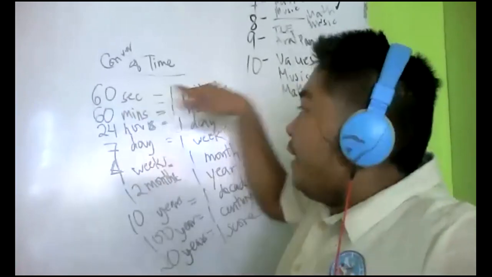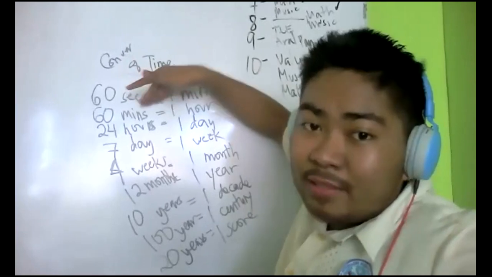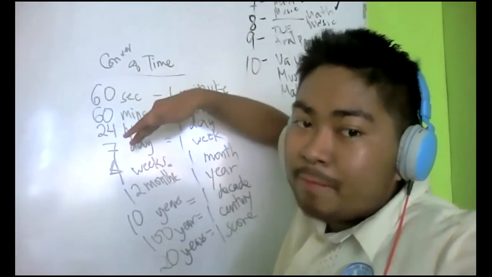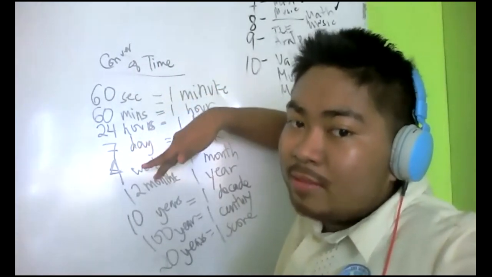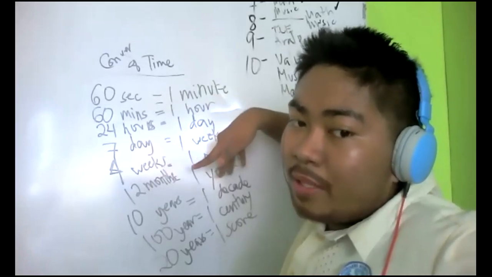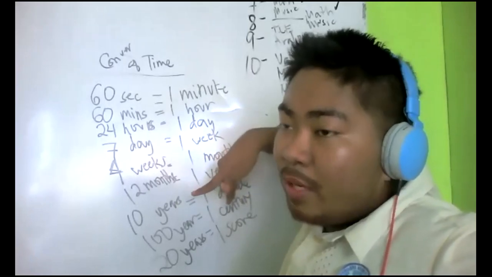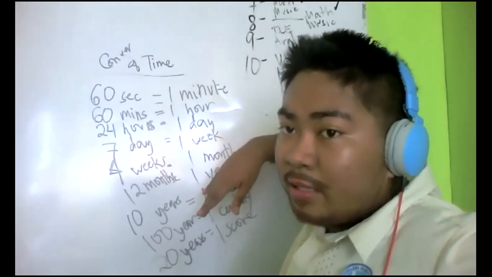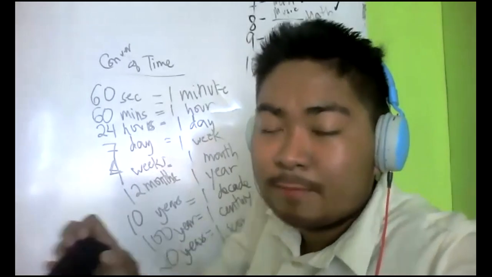So there are 60 seconds in 1 minute, 60 minutes in 1 hour, 24 hours in a day, 7 days in a week, 4 weeks in a month, 12 months in a year, and 10 years is equivalent to 1 decade. 1 century is 100 years, and 1 score is 20 years. Okay? Do you have questions?